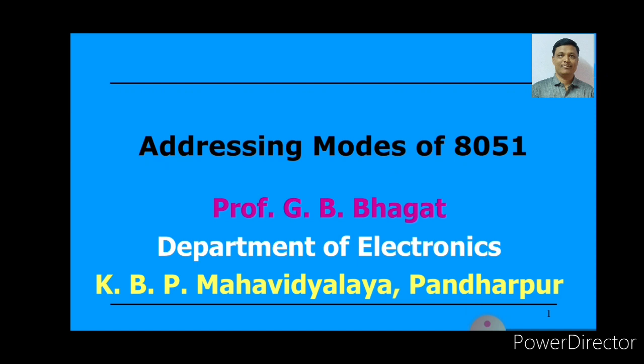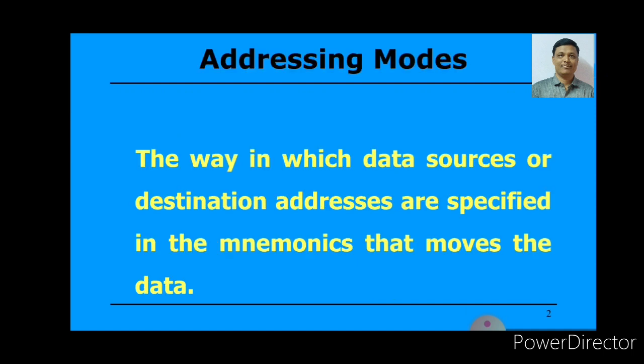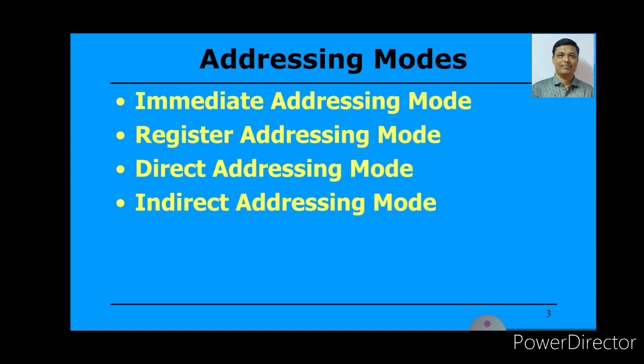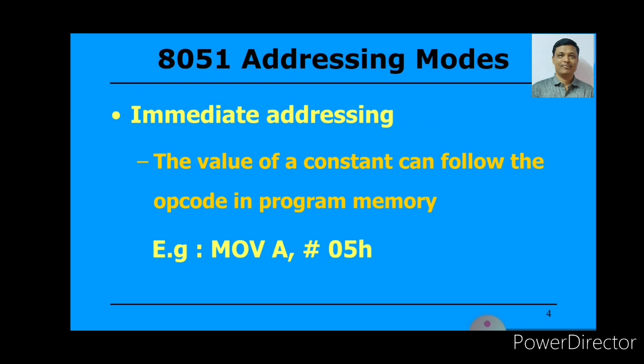Today we are going to study addressing modes of the 8051 microcontroller. Addressing mode is nothing but the way in which data sources or destination addresses are specified in the mnemonics that move the data. There are four addressing modes in the 8051 microcontroller: immediate addressing mode, register addressing mode, direct addressing mode and indirect addressing mode. Let us see one by one in detail.